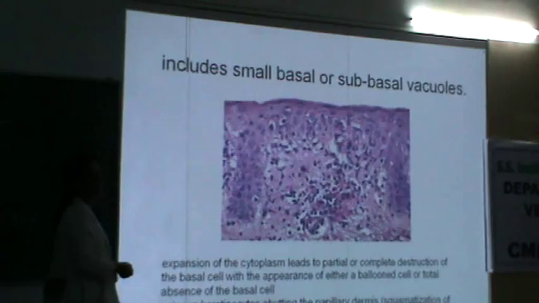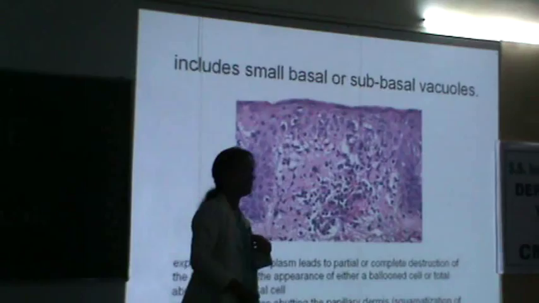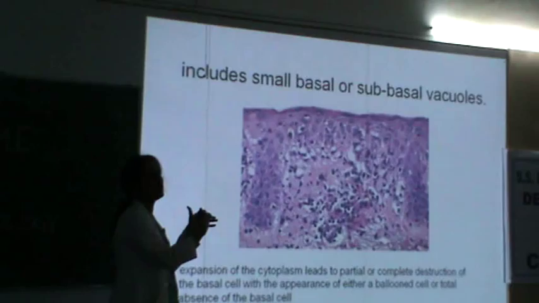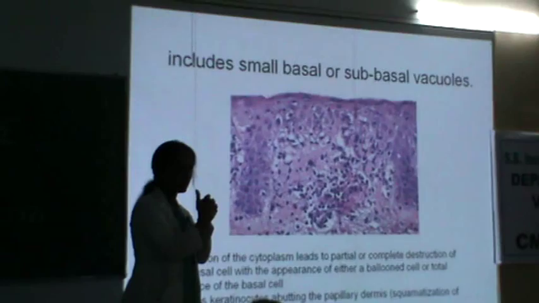What happens now? What is the next layer, superficial to the basal layer? Spinous. So now the spinous layer directly abuts or sits on the dermis. So what do you call that? It is squamatization, where there is extensive vacuolar change in the basal layer.